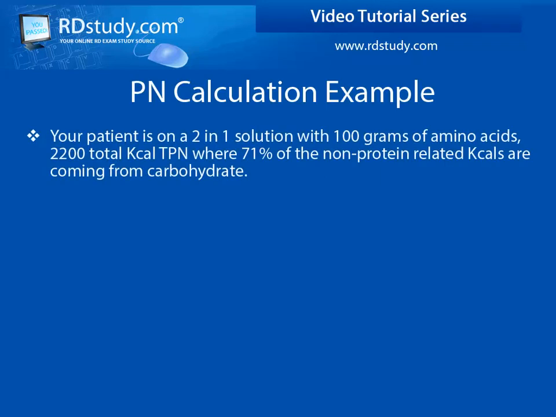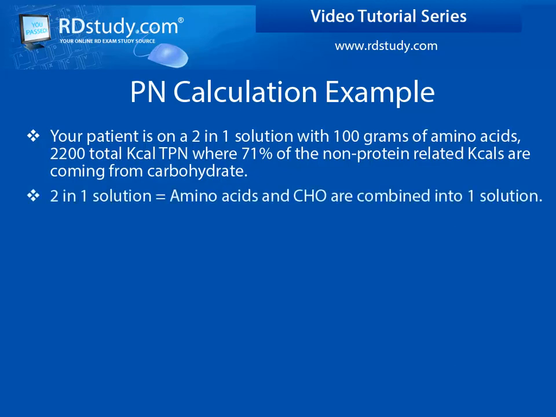Our example is, a patient is on a 2-in-1 solution with 100 grams amino acids, 2200 total kcals TPN, where 71% of the non-protein kcals are coming from carbohydrate. So what does this statement mean? Let's break it all down.